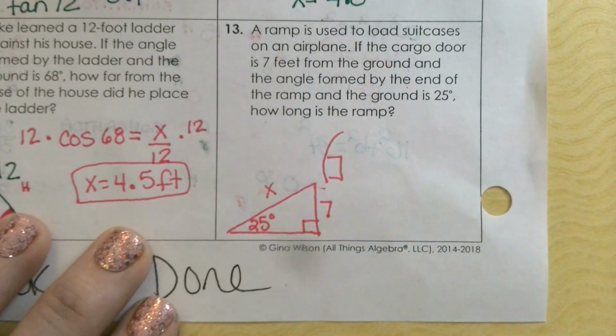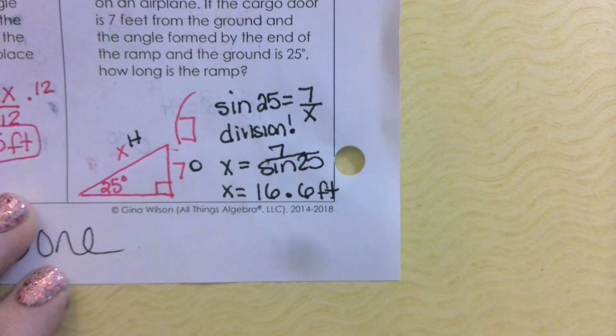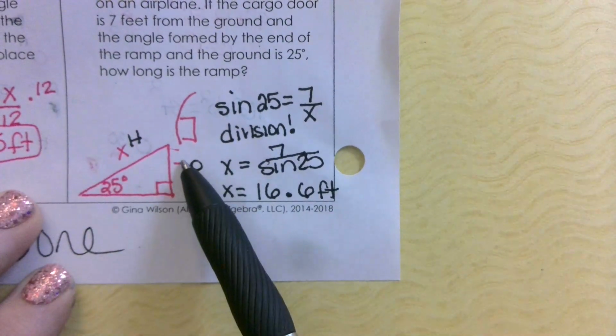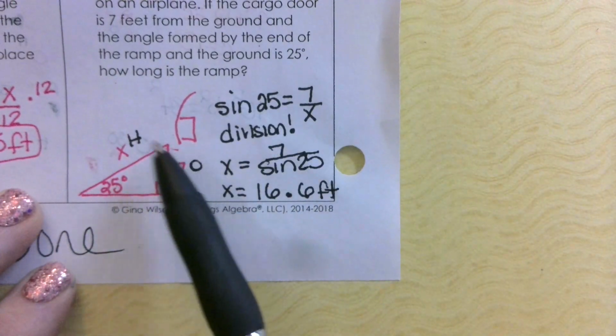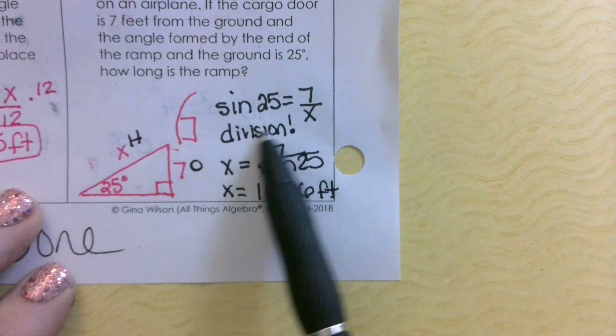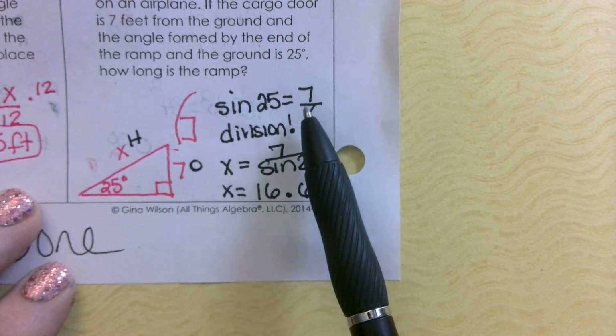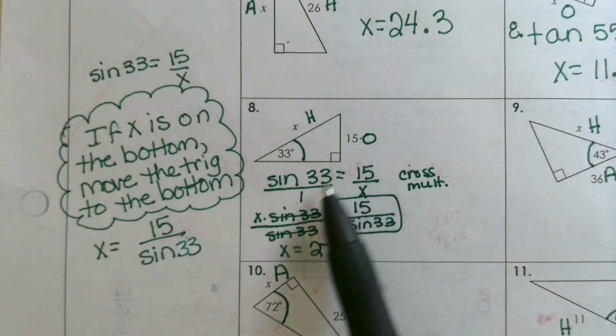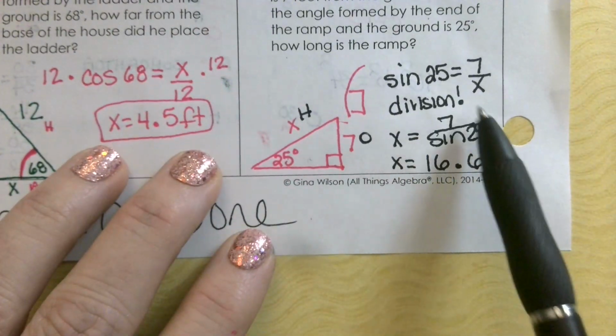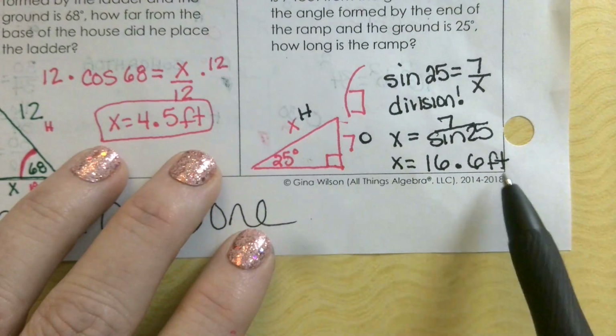This will be the last question that I ask you. All right, check your answer. This ends up being a division problem. Here's my O. This is my H. Opposite, hypotenuse. Sine uses O and H. So sine of 25 is opposite over hypotenuse. This is a division problem because if x is on the bottom, move the trig to the bottom. And if you don't remember that, then go back up here where I did the cross multiplying and look at what I did. So this is what I put in my calculator, and I got 16.6 feet.